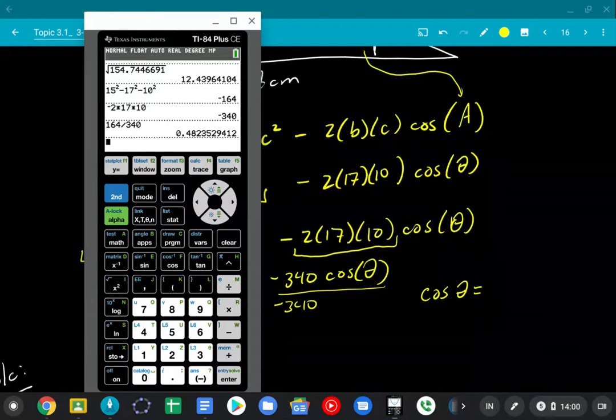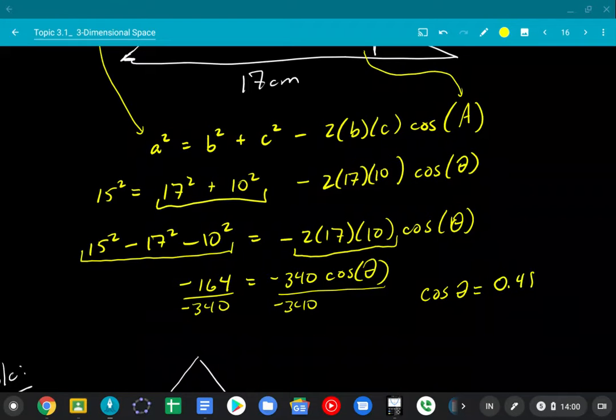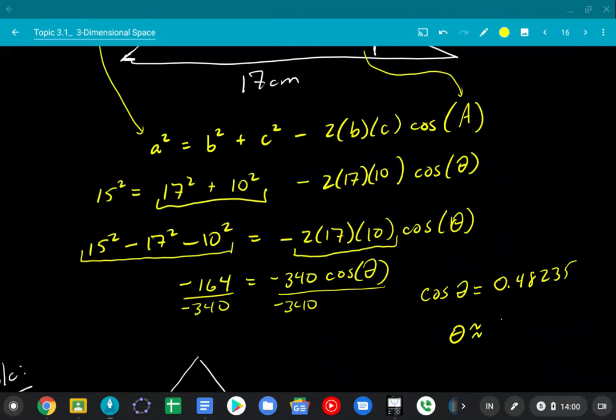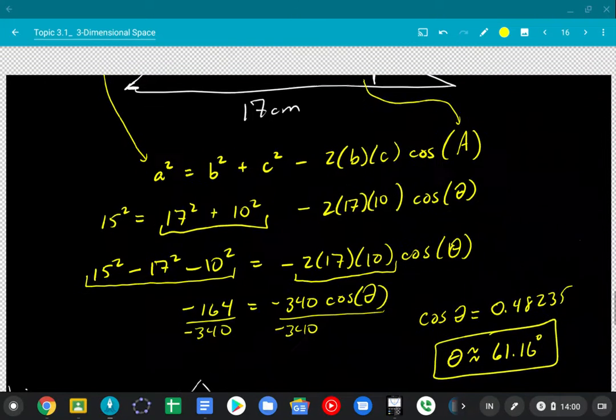And I get 0.48235. But I got to take the inverse cosine, which should give you the right answer. So inverse cosine of that answer, 61.16 degrees. And I just found my angle theta.